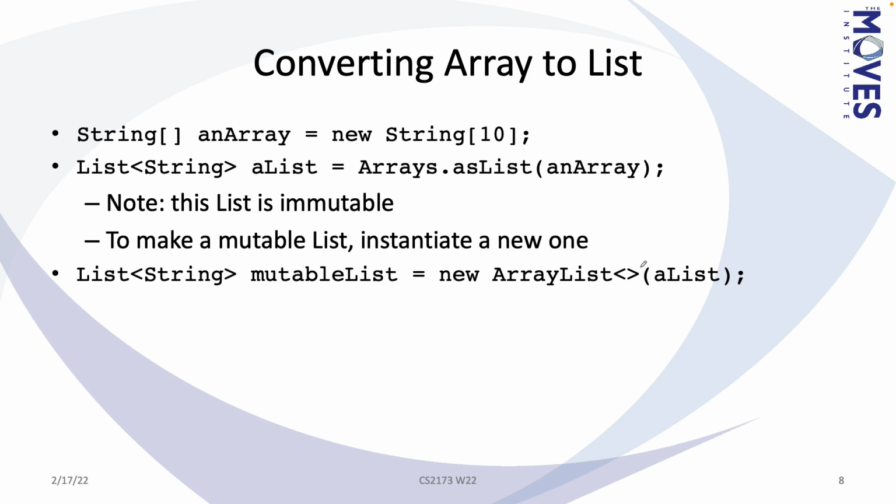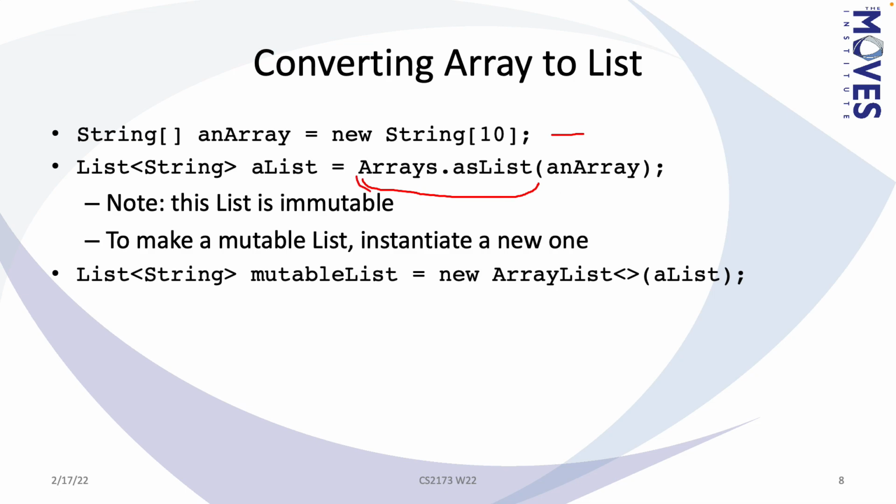Now, it turns out it's fairly convenient to convert an array to a list. So let's say I have an array of strings, and I want to convert it into a list of strings. There's a method called Arrays.asList, and I pass in, in this case, the list, or it could even be a collection. Or no, it has to be a list. I'm sorry. Yeah.